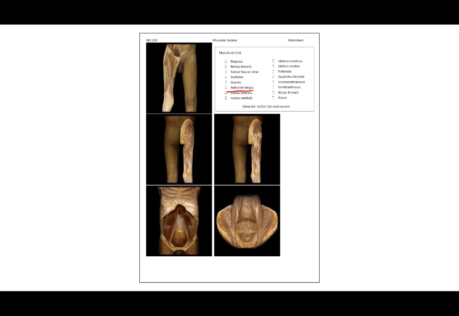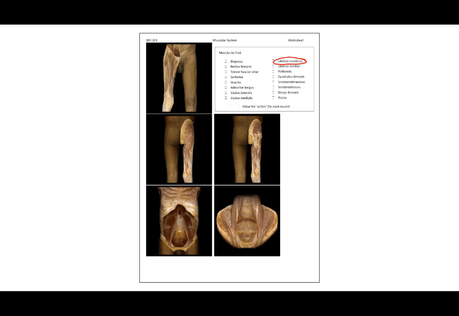Vastus lateralis and medialis, along with rectus femoris, and then we have one that we can't see, which is vastus intermedius. So those are the 4 quadricep muscles. You need to know all 4 of these. You only see 3 of them. So we already identified rectus femoris. This here is vastus lateralis on the lateral side and vastus medialis. Vastus intermedius is underneath rectus femoris.